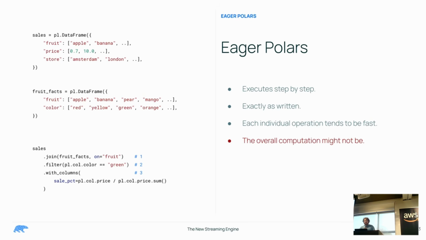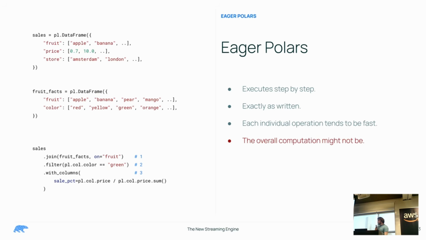So eager Polars, I think if you're here and you're interested in Polars, you've probably used it. I have a little example here on the left where we have a data frame. In fact, we have two data frames. We do a little join on the fruit column, but we're only interested in the green fruit. What percent for each sale? What was the percentage of the amount of money we made on that sale compared to the total? So a very simple query.